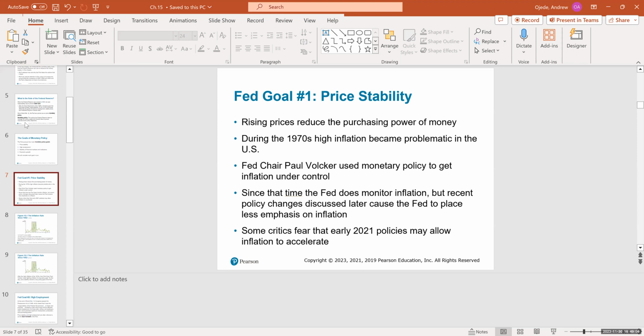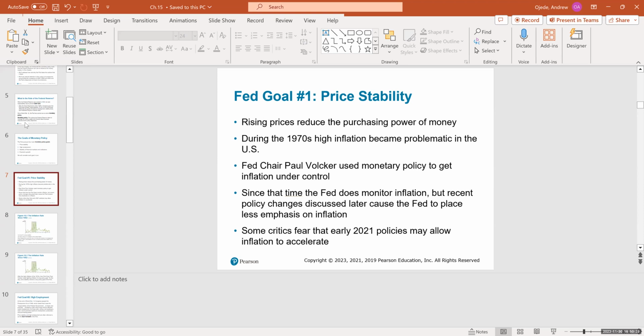Since that time, the Fed does monitor inflation, but recent policy changes, discussed later, caused the Fed to place less emphasis on inflation. Some critics feared that early 2021 policy may allow inflation to accelerate, which we have already seen, as 2021 is past and inflation accelerated. Why? Because part of it is not only what the Fed is doing, but also the federal government, Congress, pumped a lot of money for vaccine distribution due to COVID, money that was used to bail out the economy. So now we are paying the price of the government bailout, because a significant increase in dollars in the economy leads to inflation. That's why, from 2021, 2022, now 2023, prices have jumped up a lot.